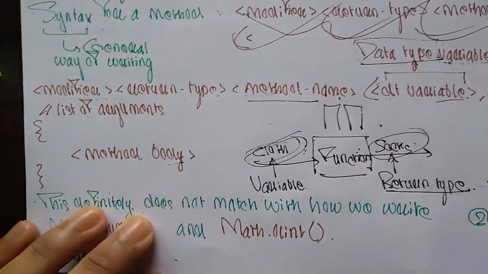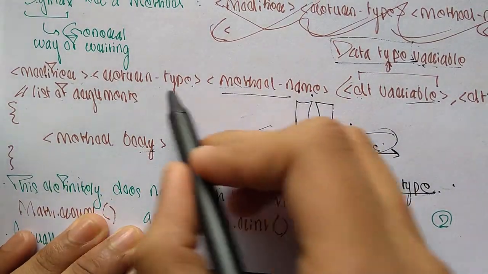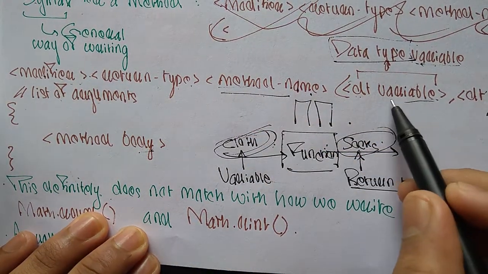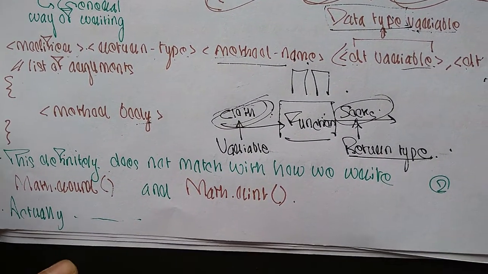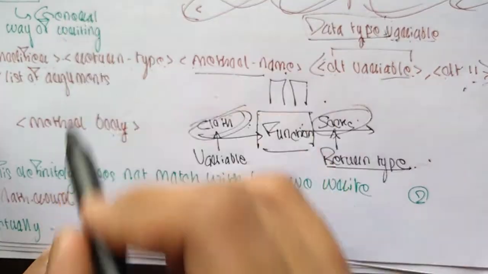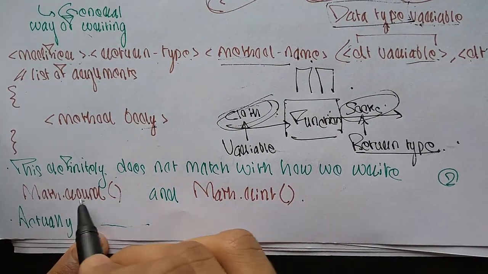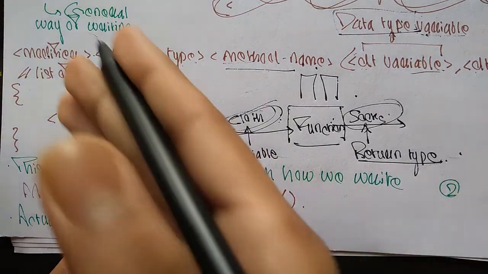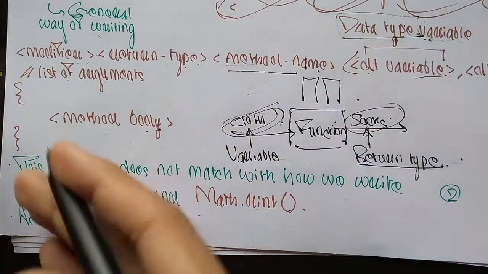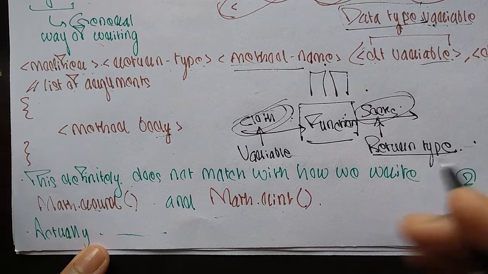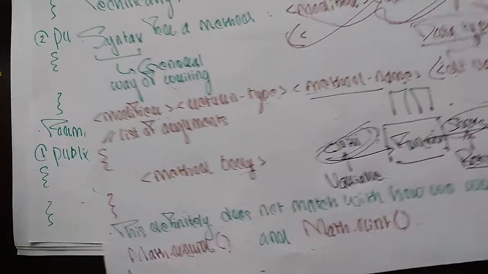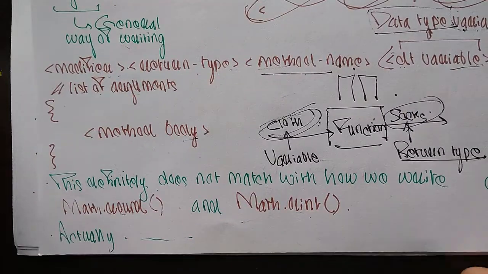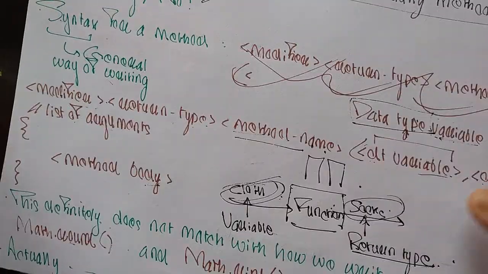Okay, so this is the general syntax: modifier, return type, method name, data type variable, data type variable, and method body. But compare this method syntax and now compare these two statements, math.round and math.rint. Do you even see any similarity between this and this? No, right? So why did I say that math.round and math.rint are methods? Well, in layman's terms, we can call them methods, but actually math.round and math.rint are not really methods. So let me explain that.